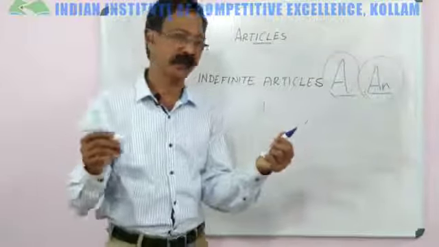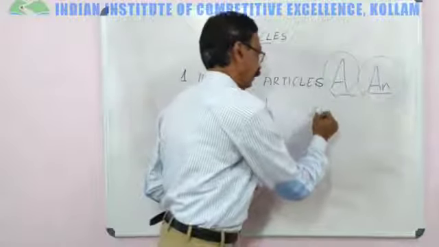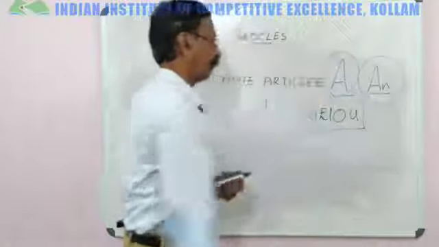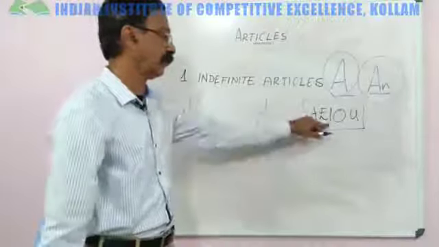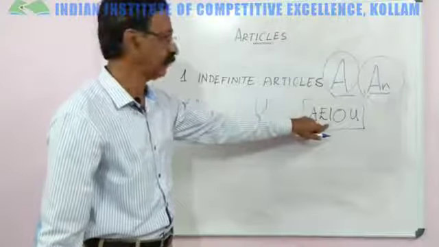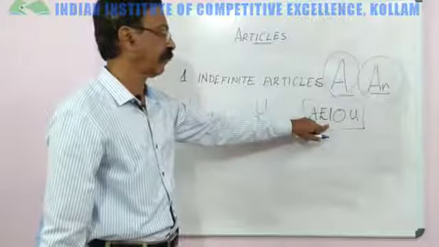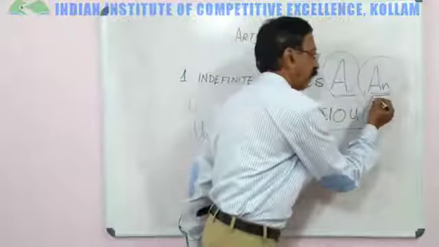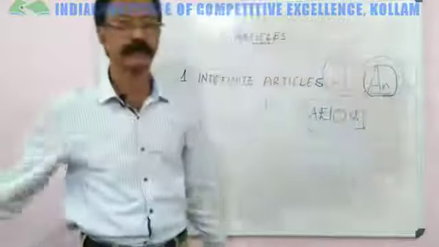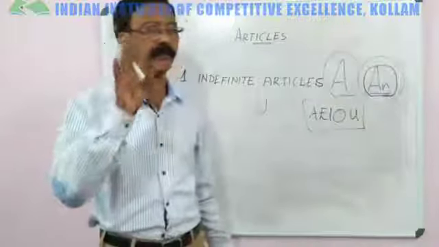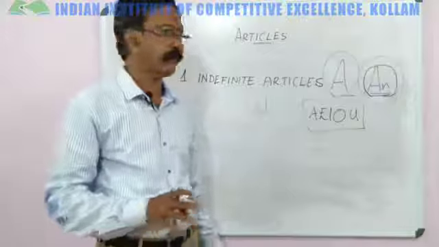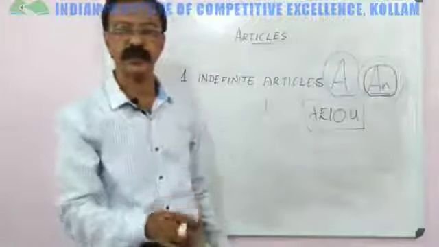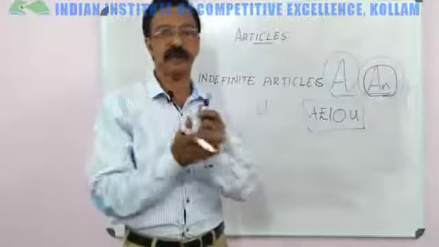What are the vowels? A, E, I, O, U. These are vowels, not consonants. With vowel sound or with vowels, an should be used, not a. That's a rule. Indefinite article an should be used with words starting with vowels.